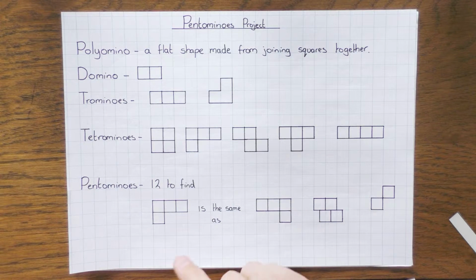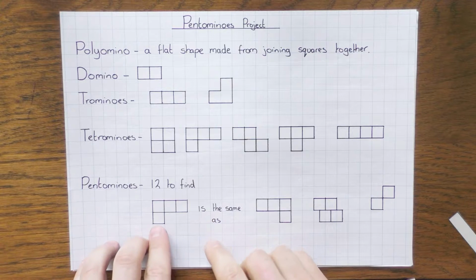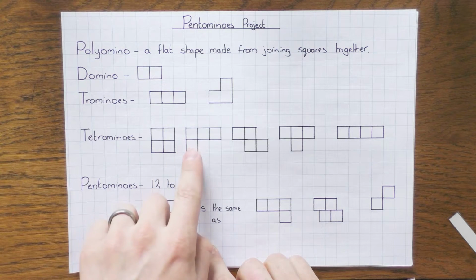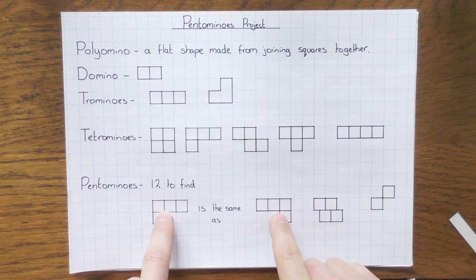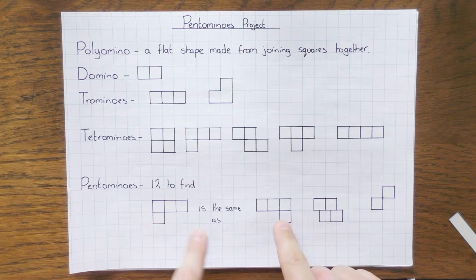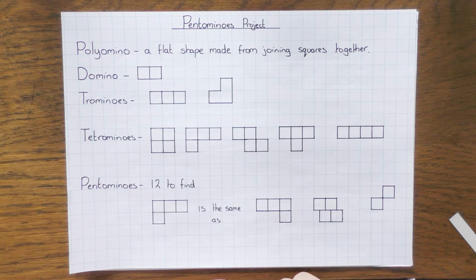But first things first, just a few rules. This shape here, going back to this one here, is exactly the same as this. So these are not two separate shapes. This one here is exactly the same as this, it's just reflected. So you can't reflect a shape, rotate a shape or anything like that. It's still the same shape, they need to be completely different.